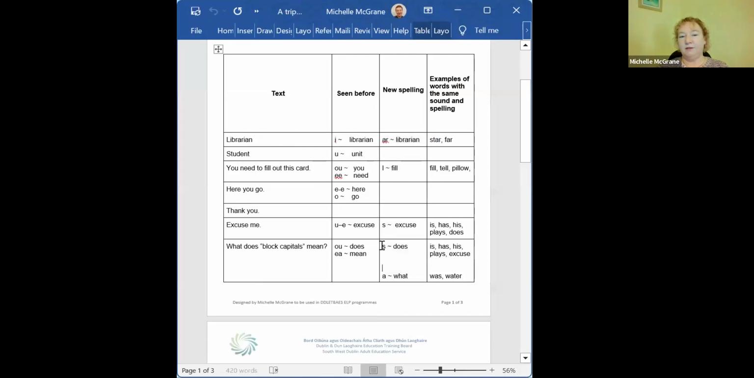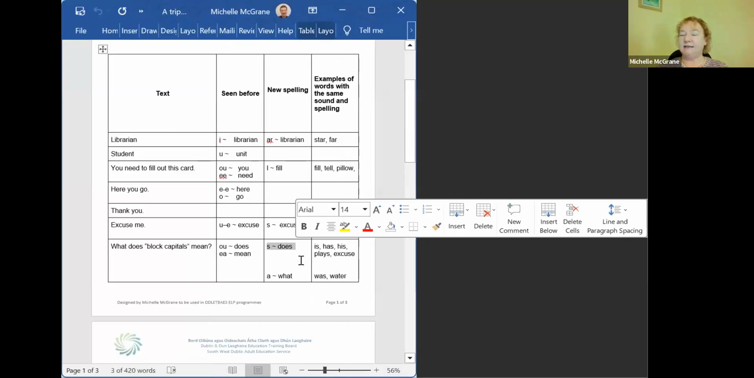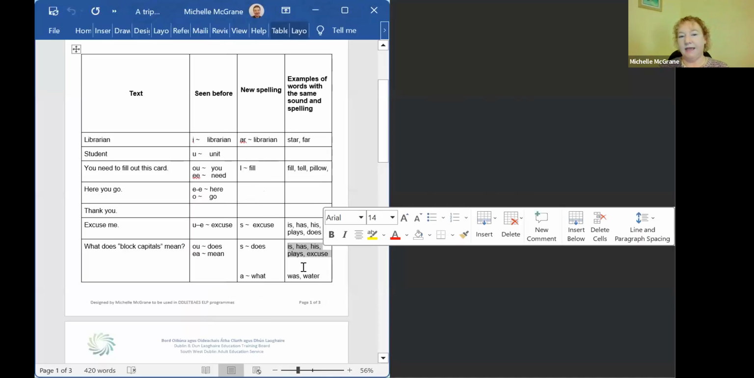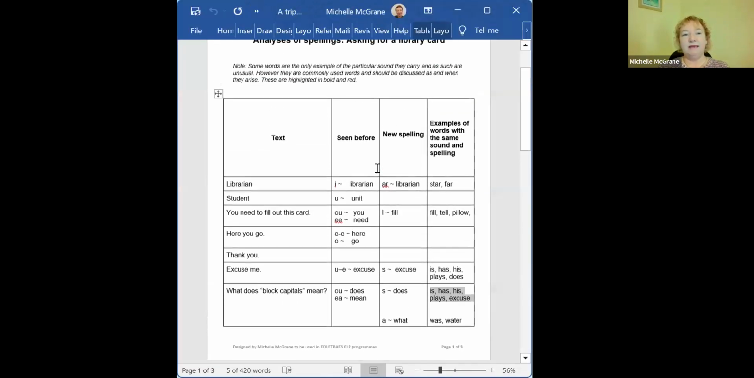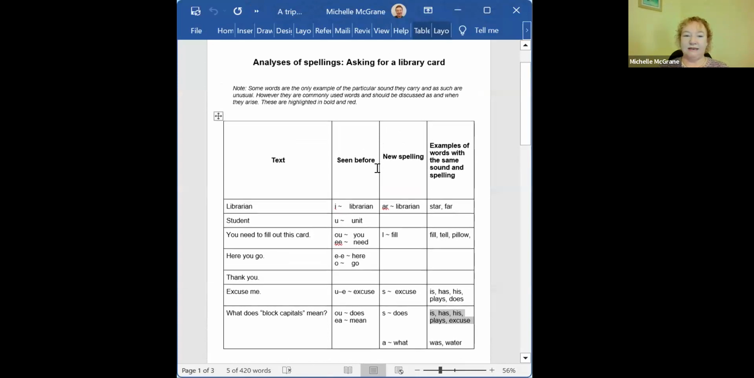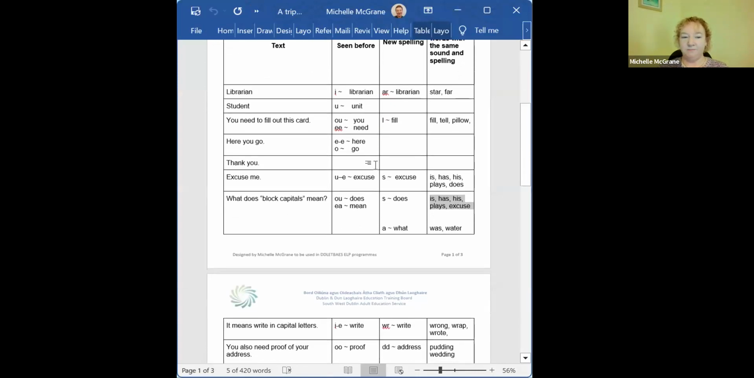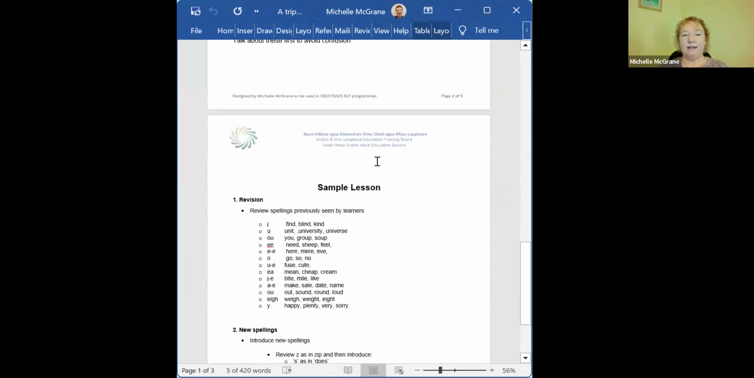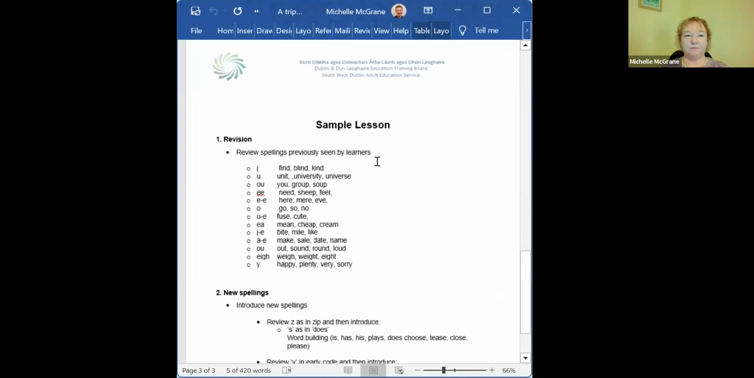As an example, the use of the letter S as a spelling for the sound Z, as opposed to the S sound. And I've listed some examples here. Is, has, his. Okay. So this is my little preparation that I do. It's a little analysis of a piece of writing. This is just one example of many. And then this is how I deliver the lesson.